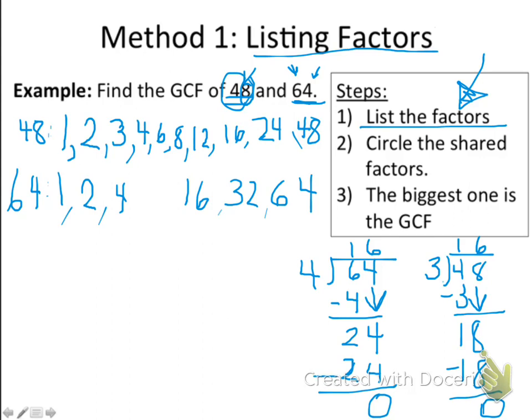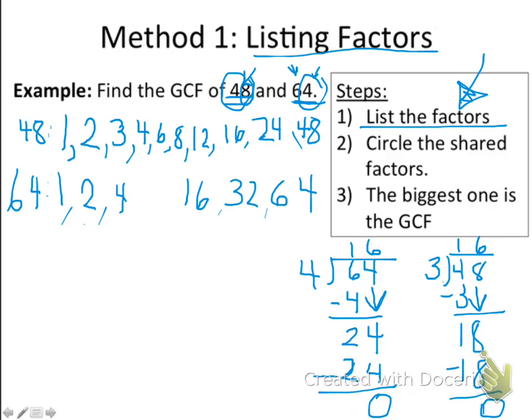Alright, then we have 5. Is 64 divisible by 5? Does it end in a 0 or a 5? No, so 64 isn't divisible by 5. For the rule for 6, is 64 divisible by 2 and 3? It is divisible by 2, but not by 3, so it's not divisible by 6.